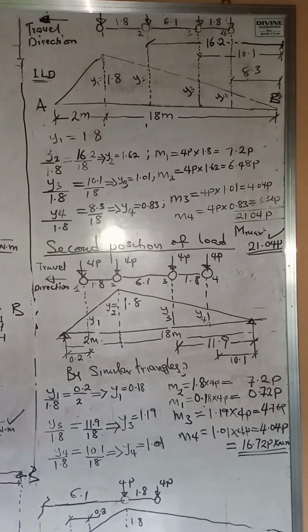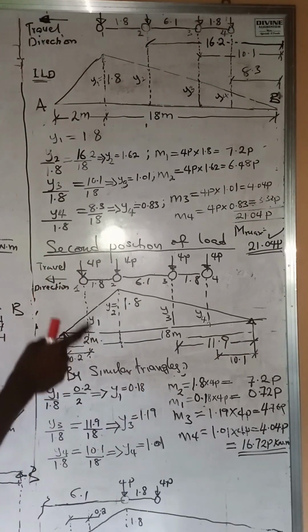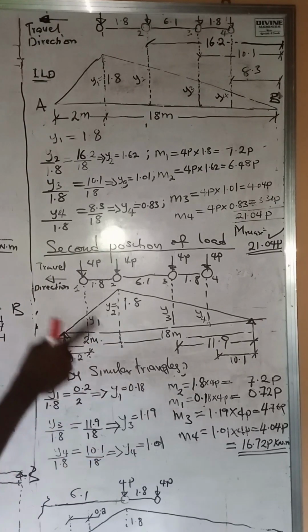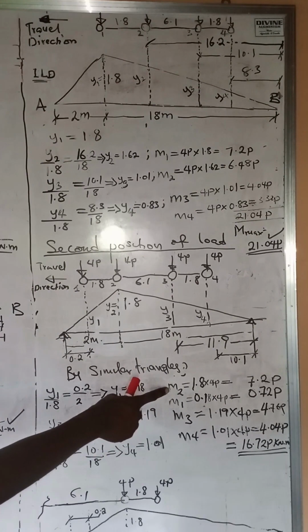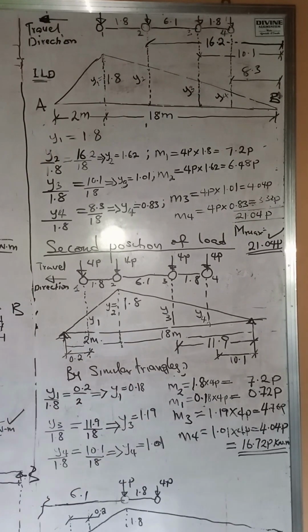Now, having gotten these ordinates, the next step we are going to take is to determine the moment due to each of these concentrated loads. And how do we do that? We multiply each of the loads by the ordinates of the influence line under that load. Now we'll say 4P, moment due to axis 1, let's call it M1. Moment due to axis 2, let's call it M2, axis 3, M3, axis 4, M4.